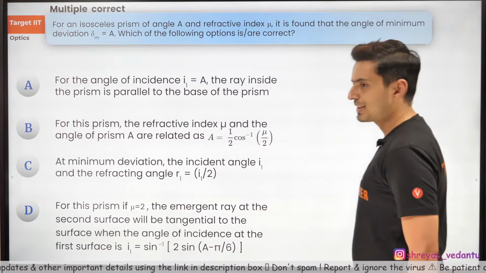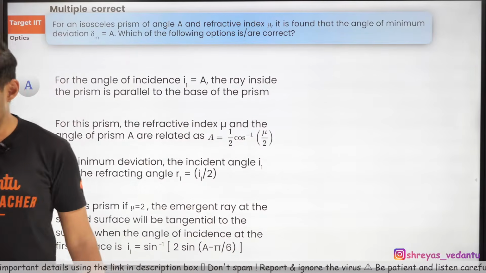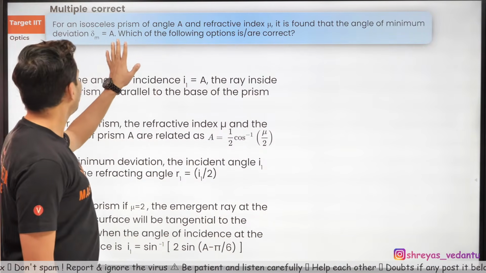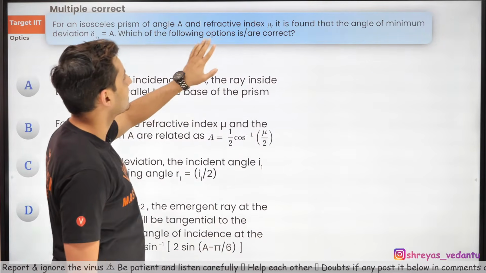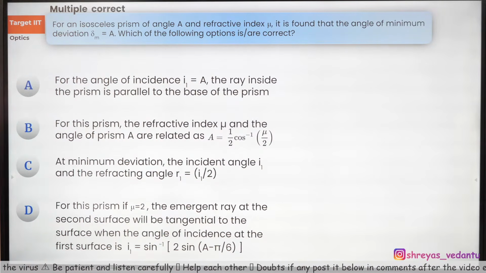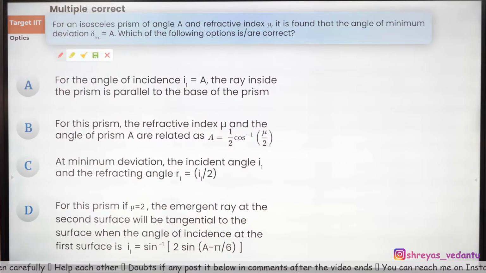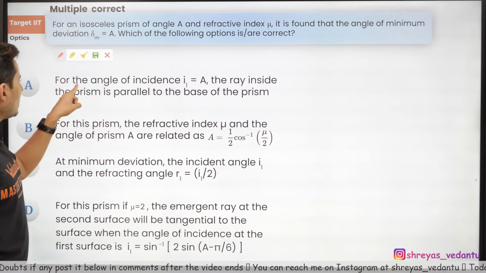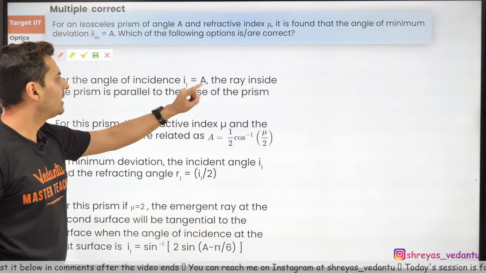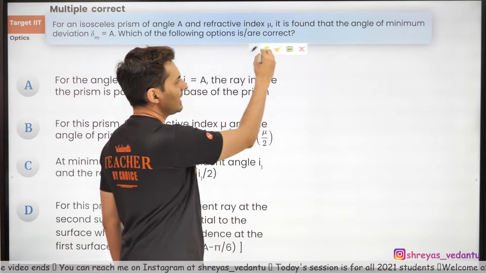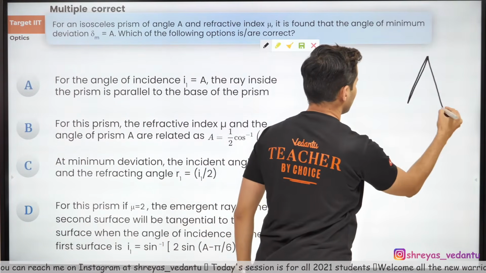Okay, let's go on to the next question coming up on your screen. Here is the next question, guys. The question says that there is an isosceles prism of certain angle and refractive index, and it is found that the angle of minimum deviation is this much. Which of the following options are correct? This is multiple correct, so you need to be very careful because more than one option may be correct. For the angle of incidence I1 equal to A, the ray inside the prism is parallel to the base of the prism.